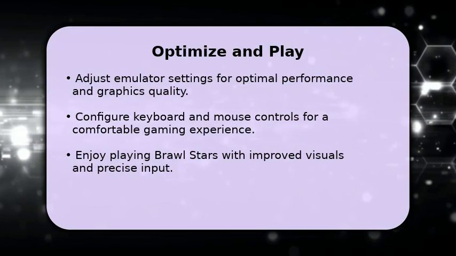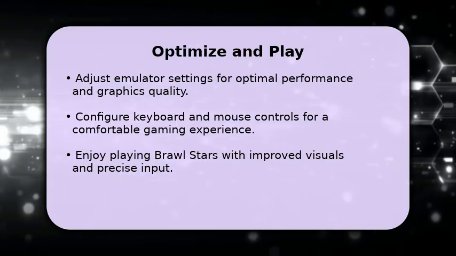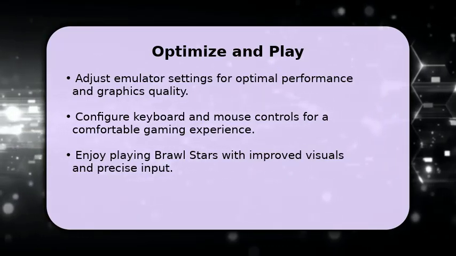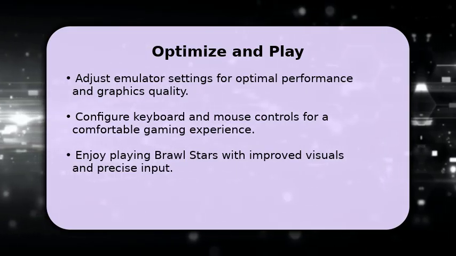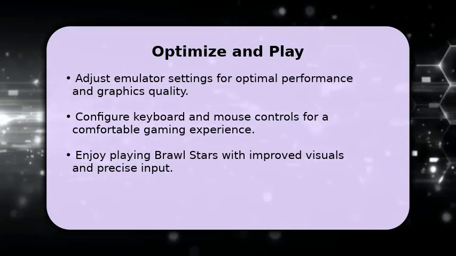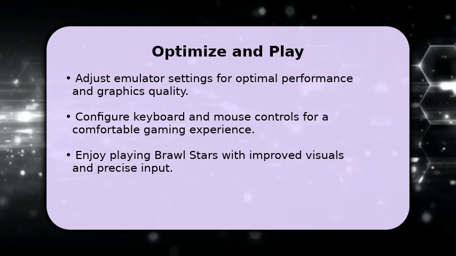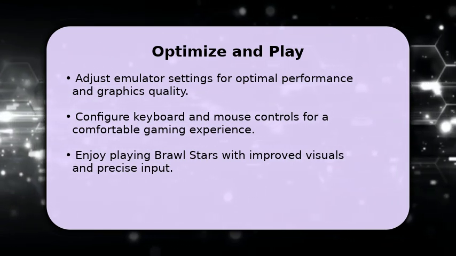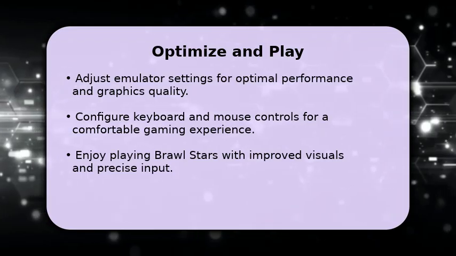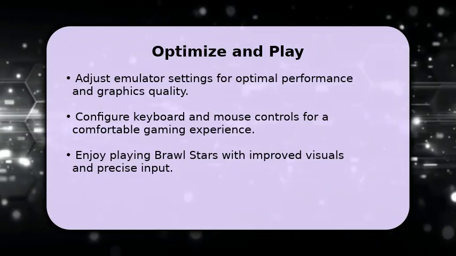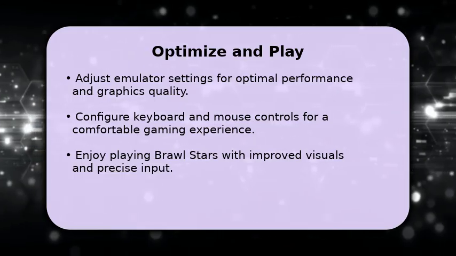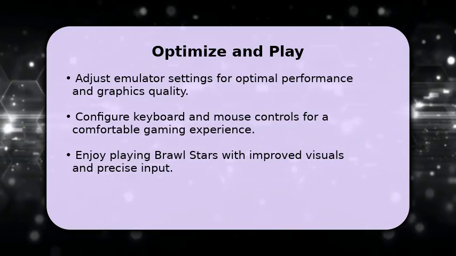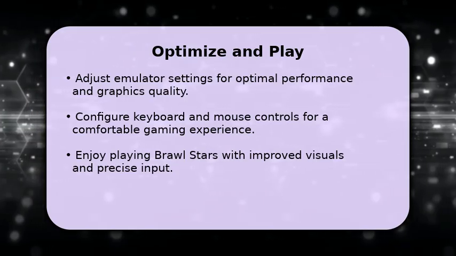To enhance your gaming, explore the emulator's settings. You can often adjust performance options, like allocating more RAM or CPU cores, and fine-tune graphics quality for a smoother experience. Crucially, set up your keyboard and mouse controls. Many emulators offer preset configurations, or you can customize them to your liking, assigning actions to specific keys. Now, you are ready to dive into Brawl Stars with superior control and a larger view.